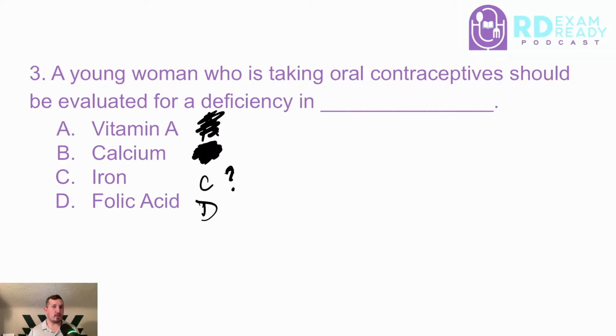But D, folic acid. Folic acid will actually be our best answer when it comes to this. Really commonly, when someone is taking contraceptives, it causes a decrease in their folic acid. So they may be deficient and they may require a supplement as a result of that. So definitely refer back to that chart that we just reviewed when you're looking at oral contraceptives and knowing how they impact folic acid specifically.